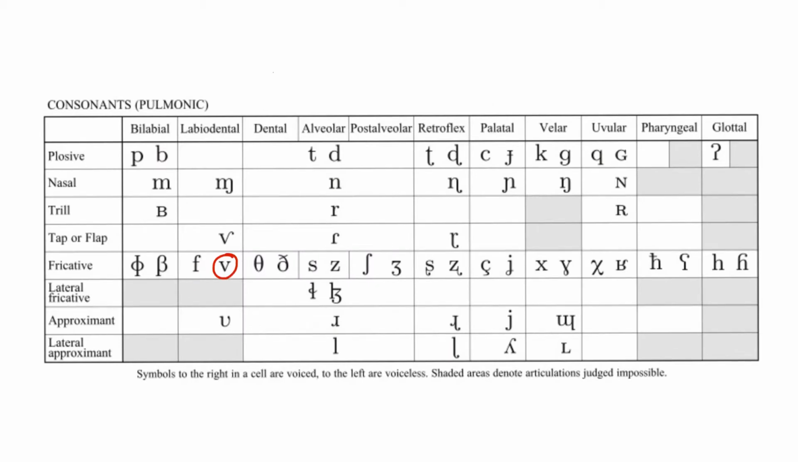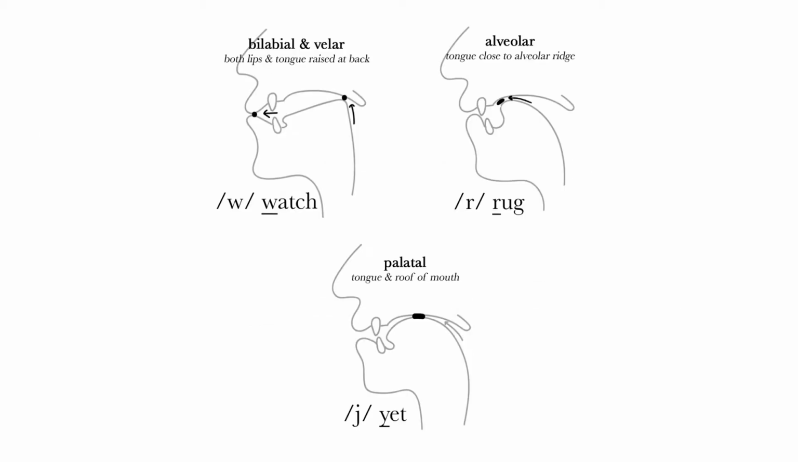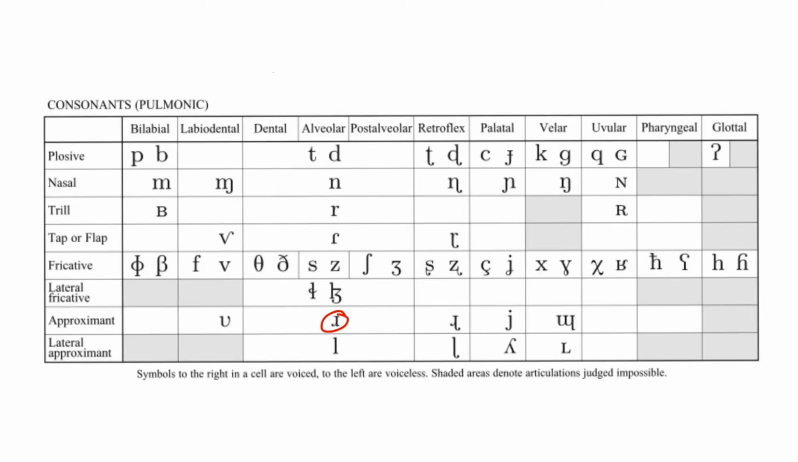or the V sound. An approximant involves the articulators approaching each other, but not narrowly enough, nor with enough articulatory precision, to create turbulent airflow. Approximants fall between fricatives and vowels, like the R sound in American English.